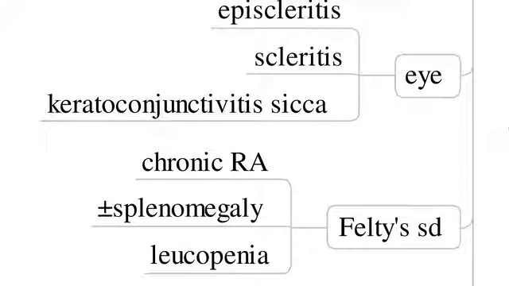Ocular manifestations include episcleritis, scleritis, and keratoconjunctivitis sicca. Felty syndrome can also be found in some patients with rheumatoid arthritis, which is associated with splenomegaly and leukopenia.